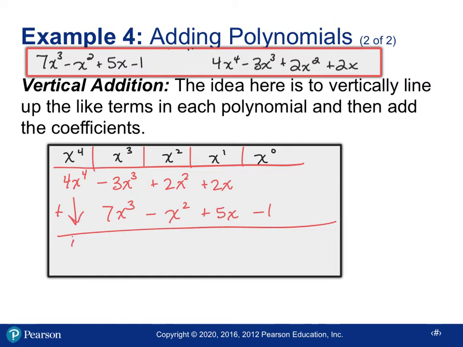So when you add everything through, you get 4x to the fourth plus 4x to the third plus 1x squared plus 7x minus 1. And you should get the same as the previous page, which we do.